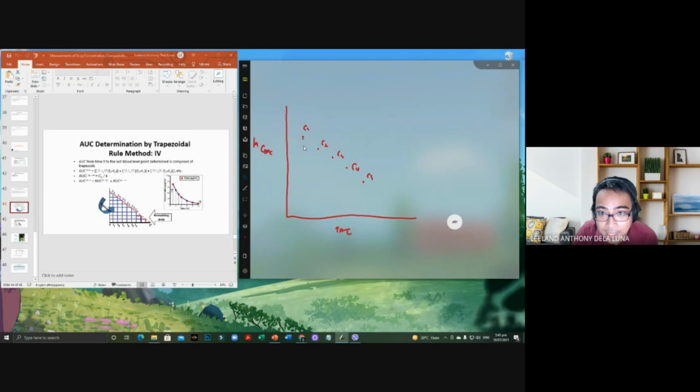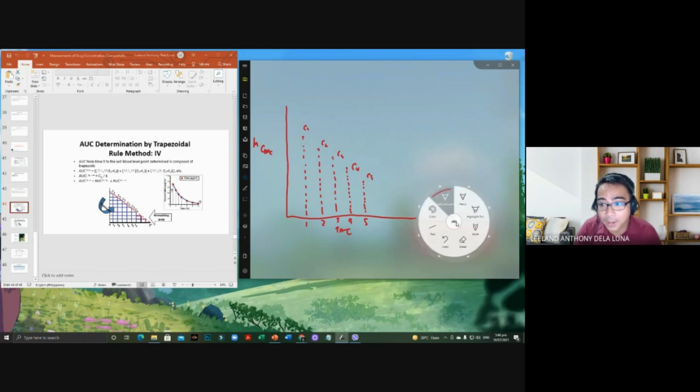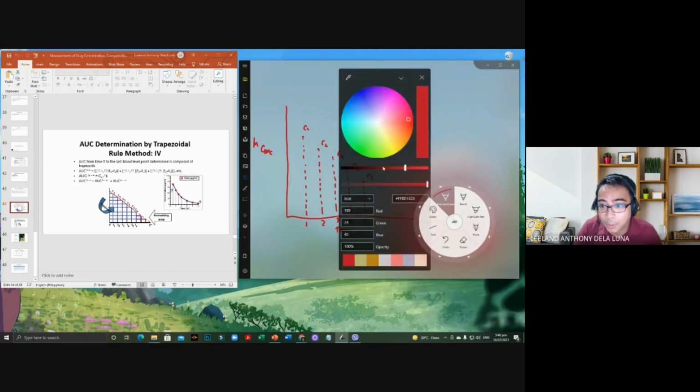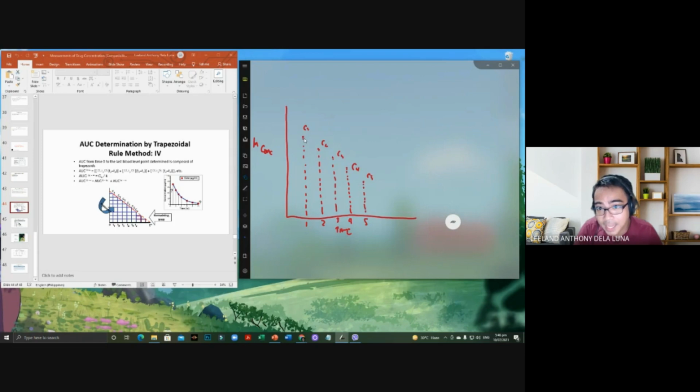Then if I trace it back to the x-axis, I'll be able to get the corresponding time. So, yung mga numbers na to would determine the number of hours: about 1 hour, after 2 hours, after 3, 4, and 5 hours. Now, if I connect the dots, if I connect that, class, I create here a line. Now, for me to get Cp sub zero, ano ang gagawin ko? To get Cp sub zero, I'm going to do back extrapolation. So, kuha ulit ako ng ruler.